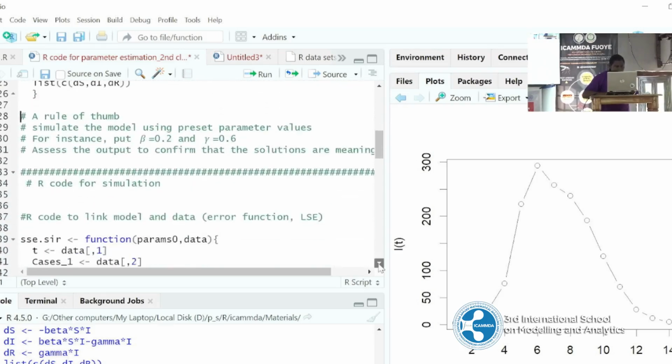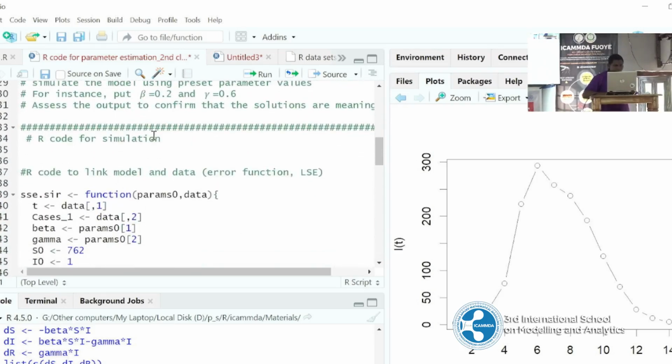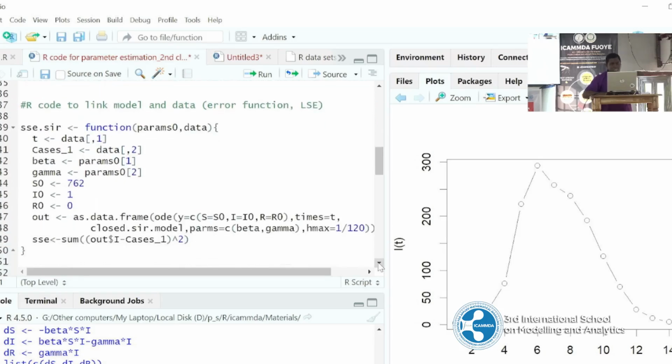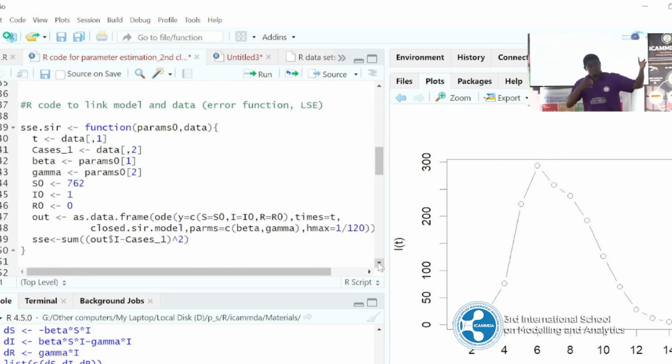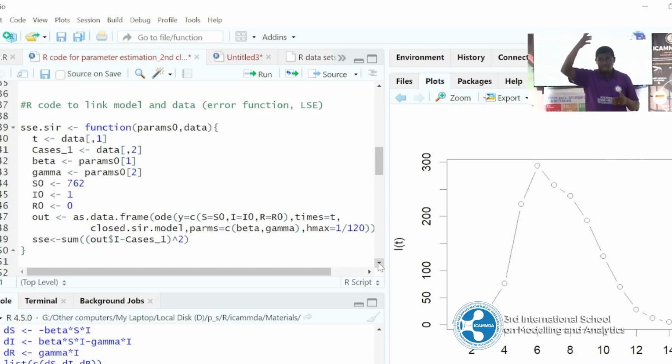So having done that, now, okay, I omitted this R code for simulation. I told you when I was teaching in the morning that you may want to just simulate the model. I've taught you the issue of simulation to see that the model behaves well. But I'm skipping that step because it's not necessary for this. It was just to tell us that you can first check, right? But now what is next?